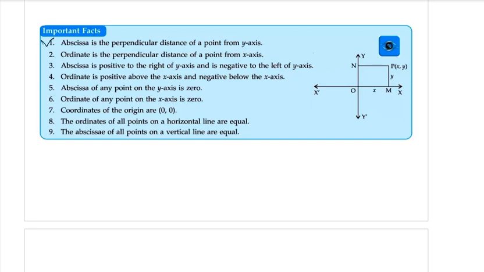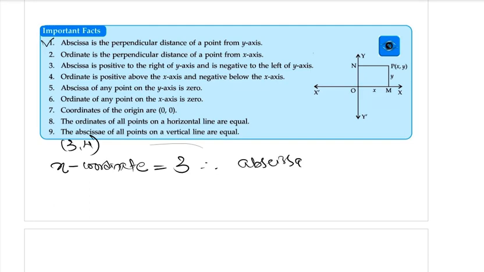Abscissa is the perpendicular distance of a point from the y-axis. An ordinate is the perpendicular distance of a point from the x-axis. So what is abscissa? I told you, x coordinate. Suppose I take an ordered pair (3, 4). What is the x coordinate? The x coordinate is 3, and the x coordinate is also known as abscissa. Therefore, abscissa is also 3. So x coordinate has another name, abscissa.